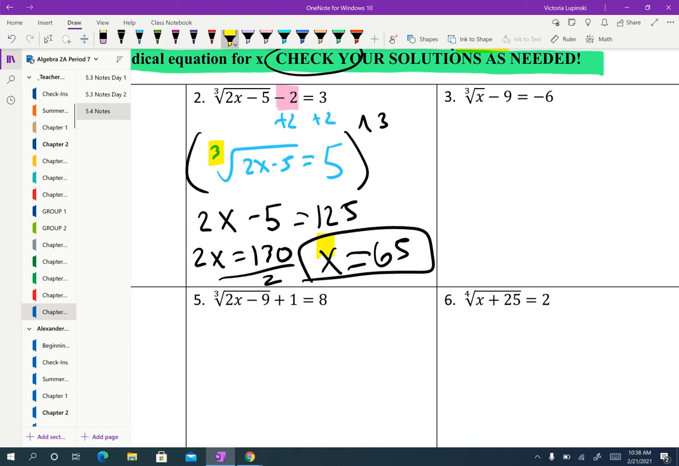Unlike the problems you did back in section 5.1, you don't have to worry about the plus or minus here. Again, you do have to worry about checking your solutions, but not yet. But again, you don't have to worry about the plus or minus other than when you're checking.